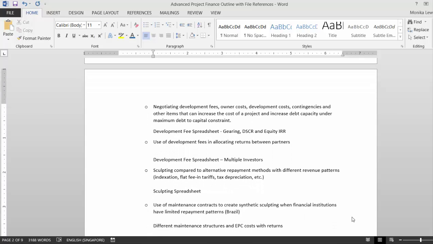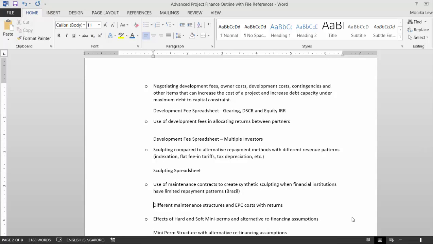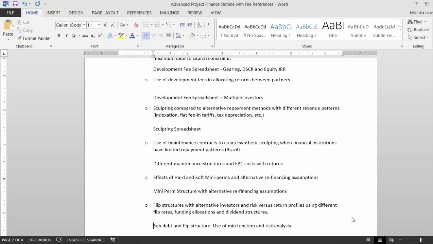Then we have sculpting. What happens if we sculpt versus don't sculpt? What's the effect of all that? Then what happens if we can't sculpt and want to use our maintenance to do some synthetic sculpting? What are the effects of a mini perm structure with different refinancings?